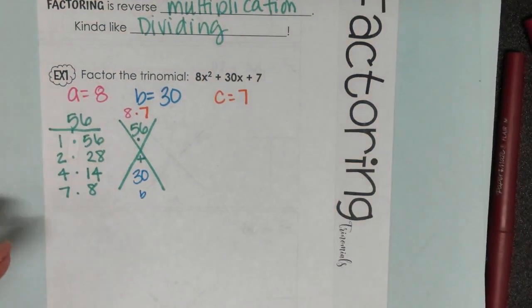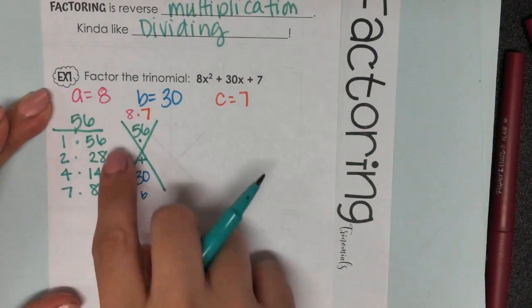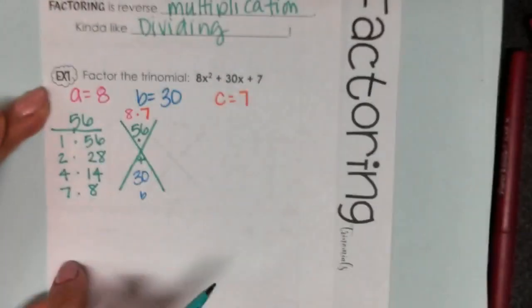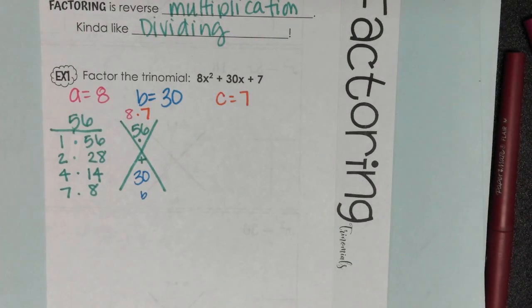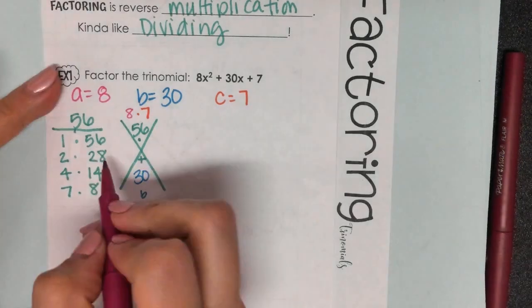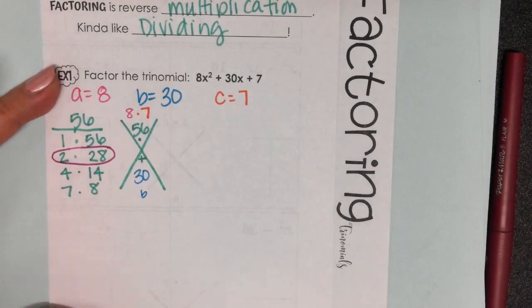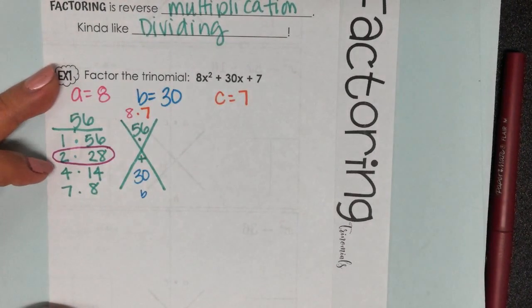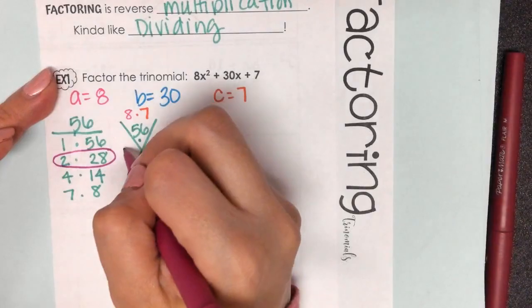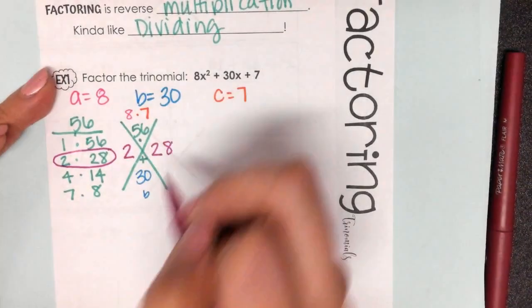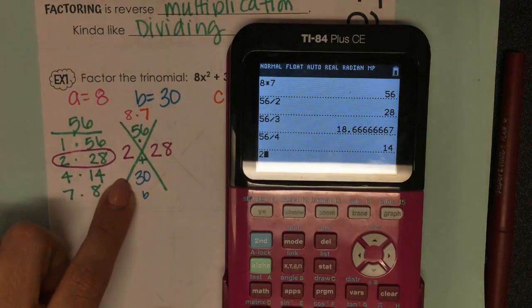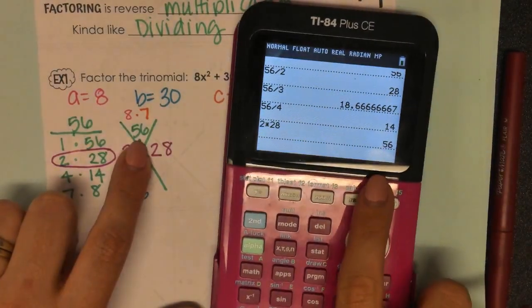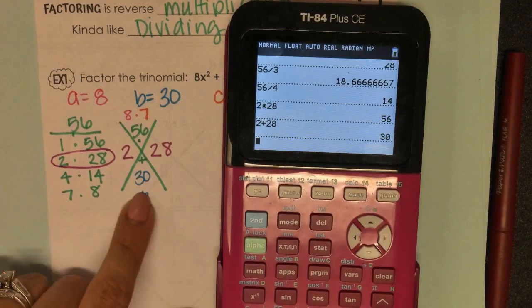So now I look at my possible combinations. Is there any way that any of these pairs can somehow give me 30? Well, I know 28 and 2. If I add those two, 2 plus 28, that gives me 30. So those are my magic numbers. And they're both going to be positive because they have to stay positive in order for this to work. And so let's check. 2 times 28 should give me 56. Check. And 2 plus 28 should give me 30. Check.